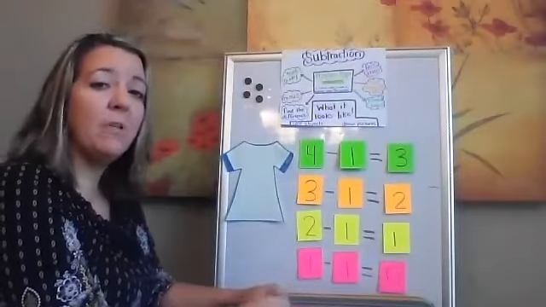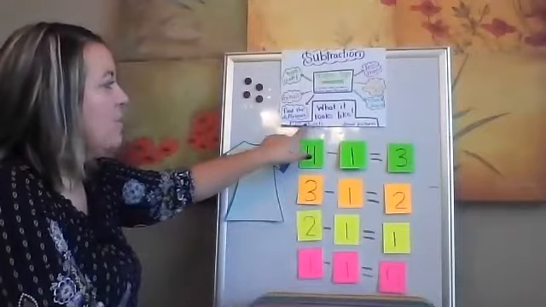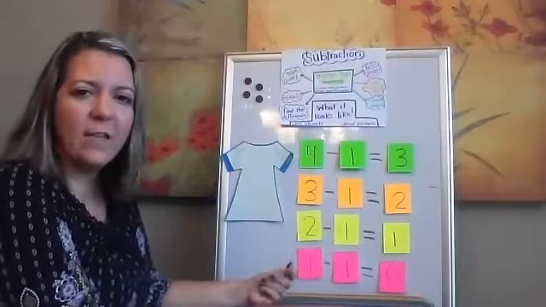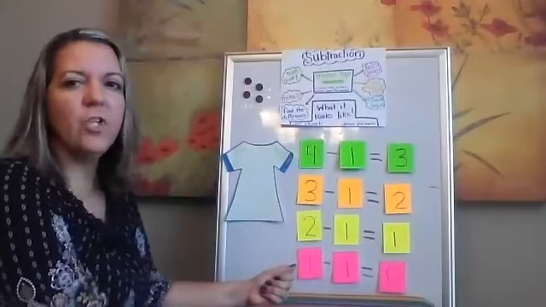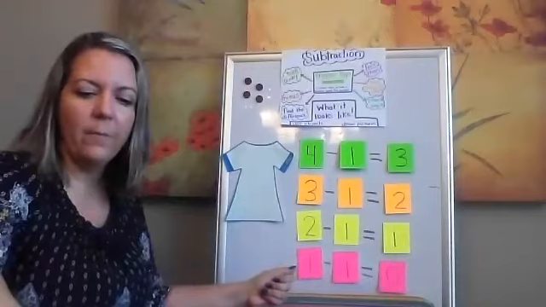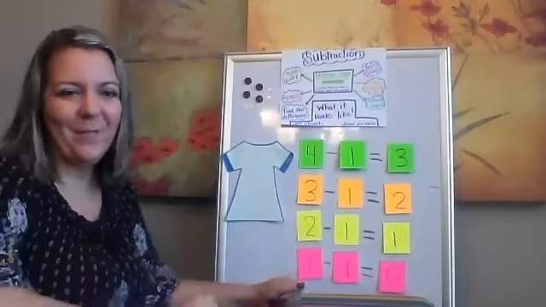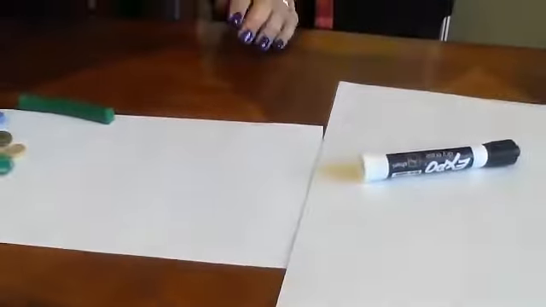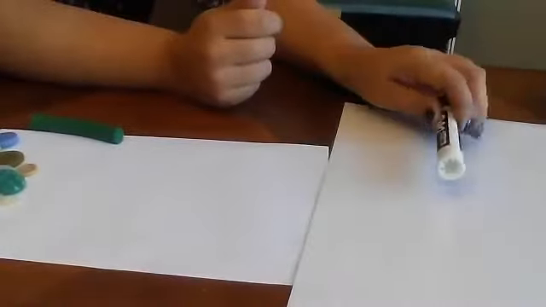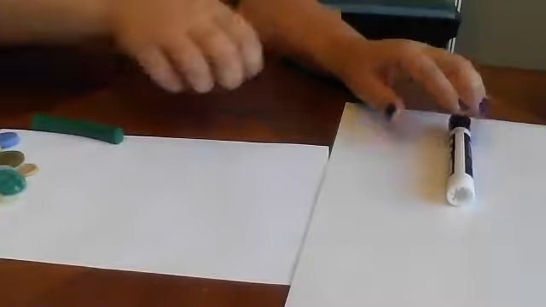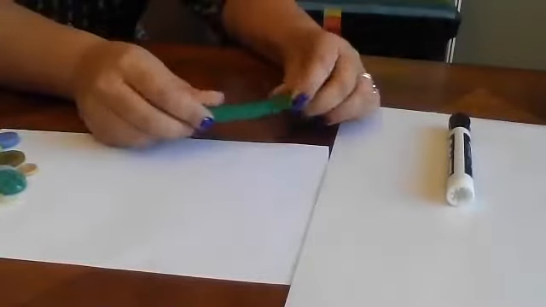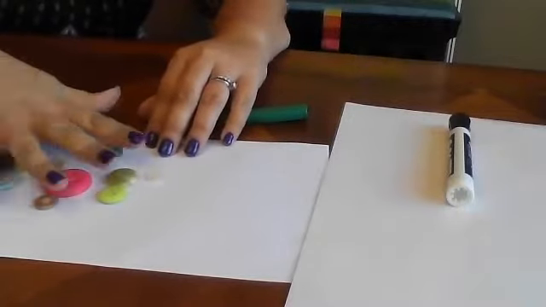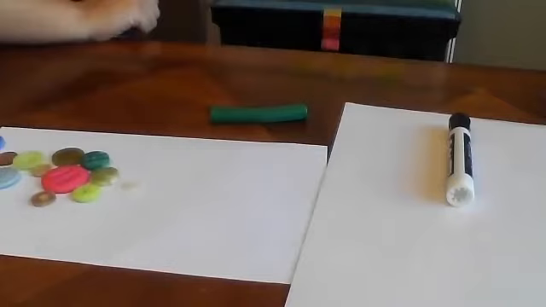Okay, now we were able to show subtraction using objects. There are a couple of other ways that we can show subtraction, and I want you to try one of these ways at home. Or you can try all of these ways at home if you'd like to. Let's look at what Mrs. Kaler has at the table. I have my dry erase board and a marker. I have a piece of Play-Doh or clay, and I have some buttons and a piece of paper.